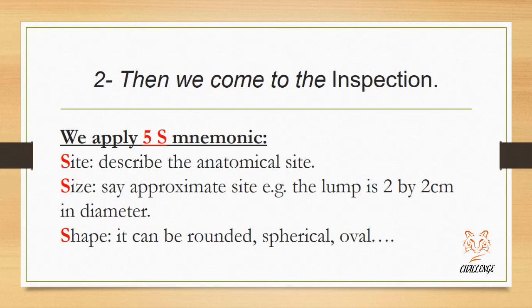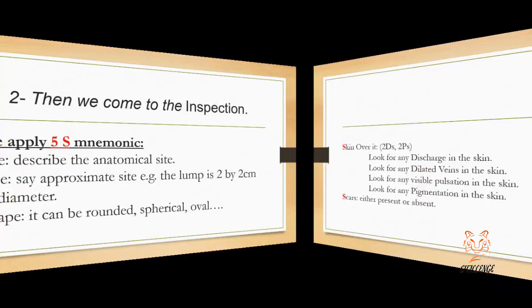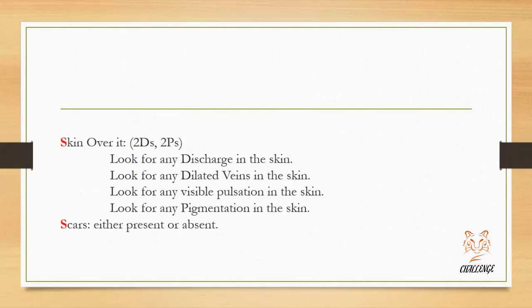The third S stands for the shape of the swelling. It can be rounded, it can be spherical, it can be oval, it can be any shape. You should describe what you see. The fourth S stands for skin over the swelling. So you should look for any discharge in the skin or for any dilated vein or visible pulsation or pigmentations. So the mnemonic for these is 2 D's and 2 B's. 2 D's stand for discharge and dilated veins. 2 B's stand for pulsation and pigmentation. Finally, you should look at the scars, either present or absent over the swelling.